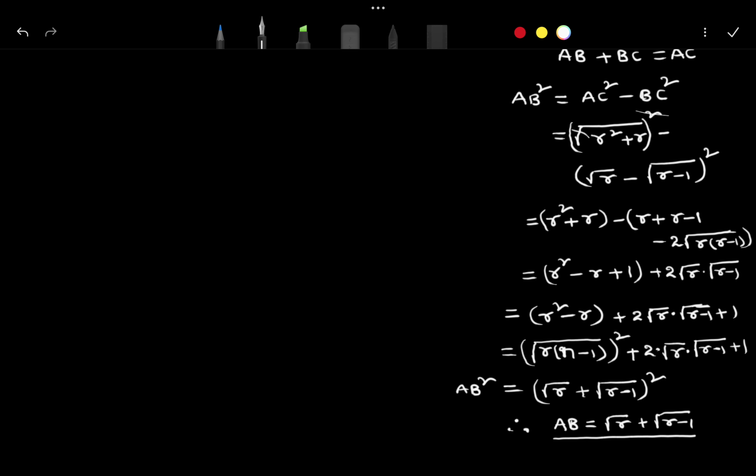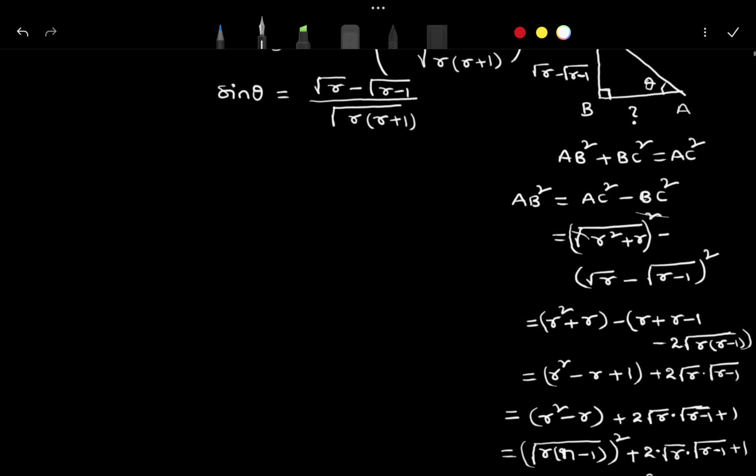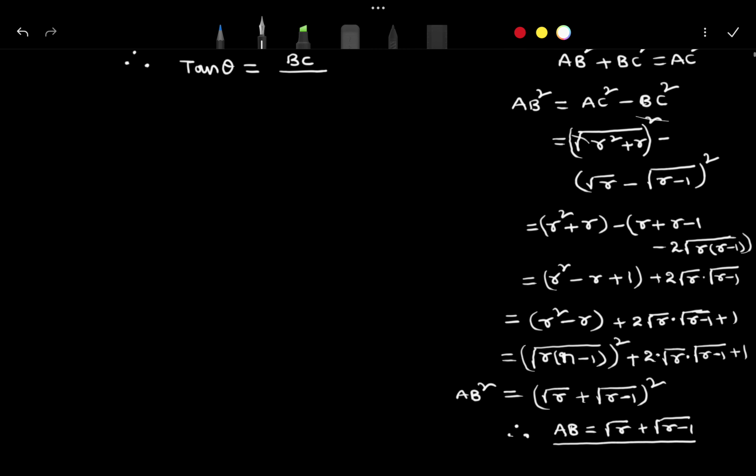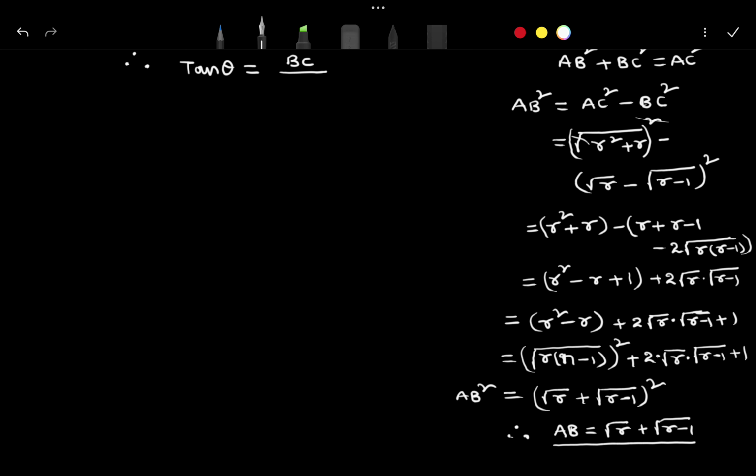Now if you substitute this, what is the tan theta value? Therefore, tan theta is equals to, so what is the tan theta formula? Tan theta formula will be opposite side by adjacent side. Opposite side is BC, and adjacent side here will be nothing but, what is this value? Here, sorry, one small mistake is there.